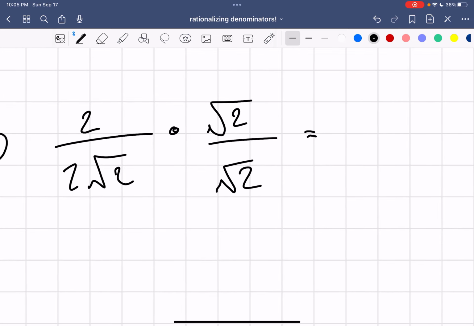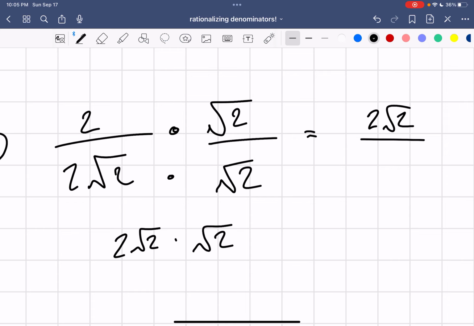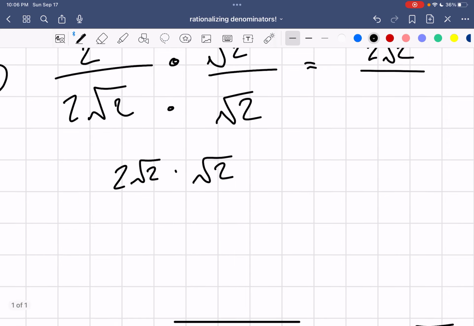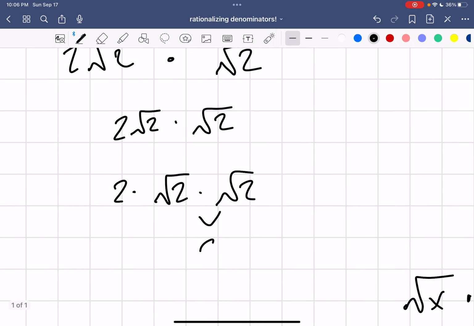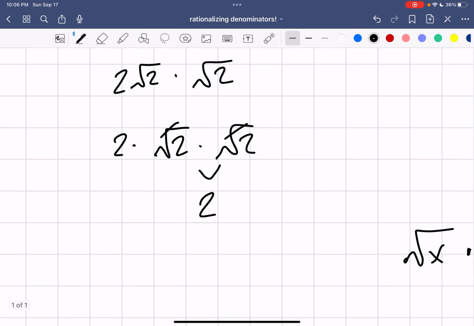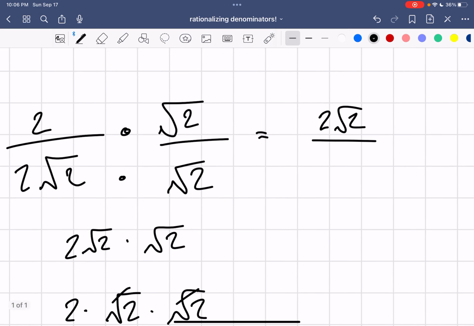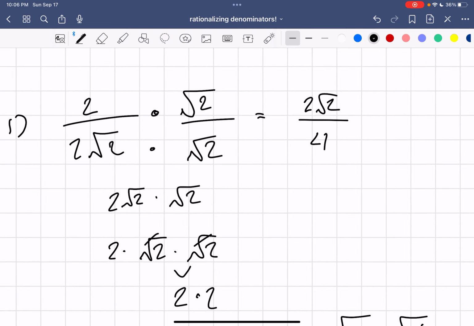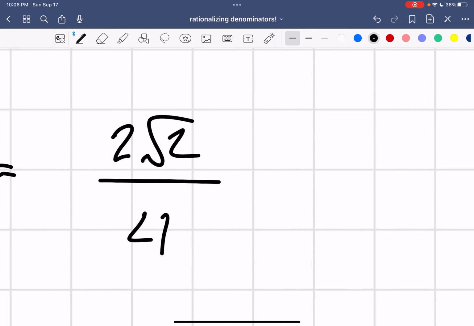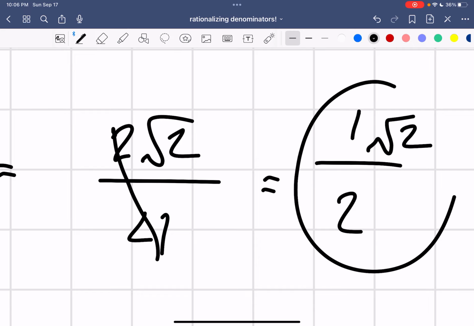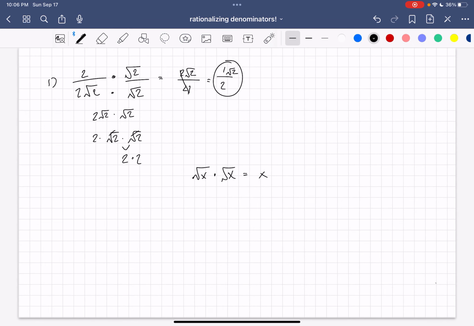Anyway, so that is 2 times the square root of 2 over 2 times the square root of 2 times the square root of 2. So 2 times square root of 2 times square root of 2 is equal to 2, because you just get rid of the radical. Then 2 times 2 is equal to 4. Then you can simplify that, which is 1 over 2 times square root of 2, and you just rationalized it.